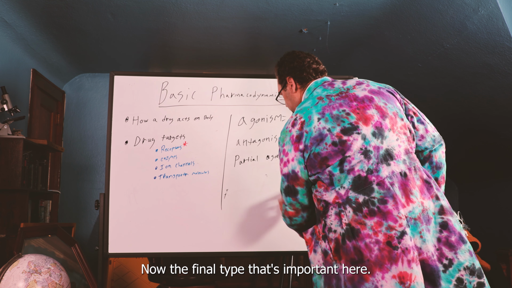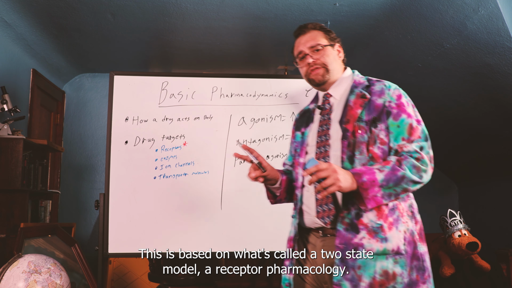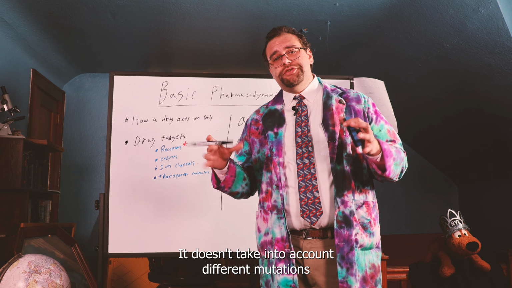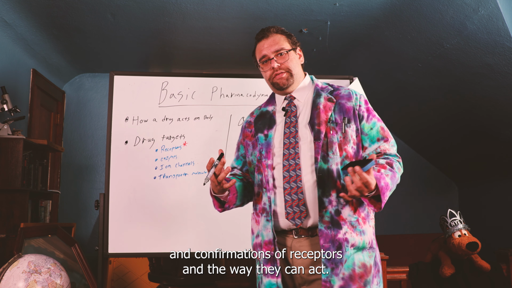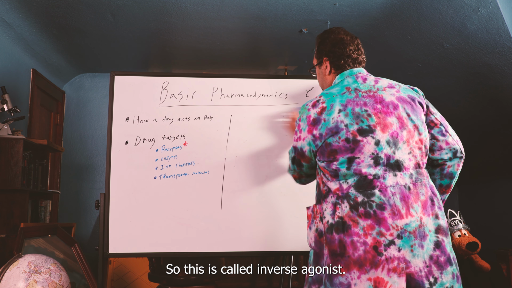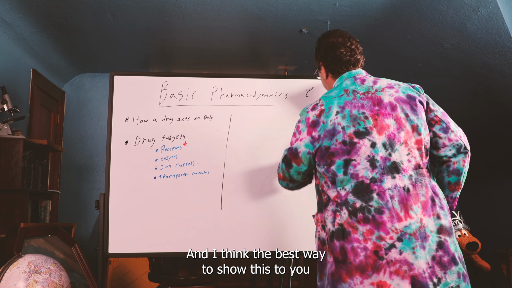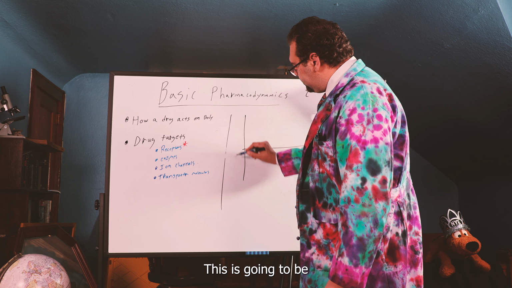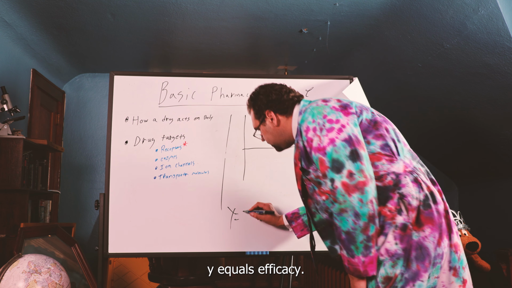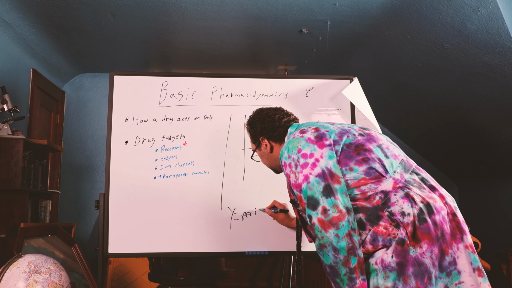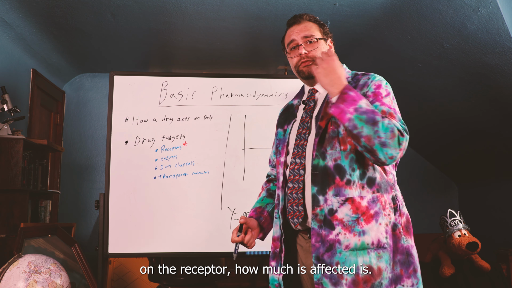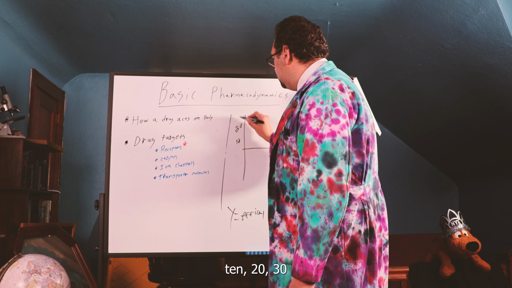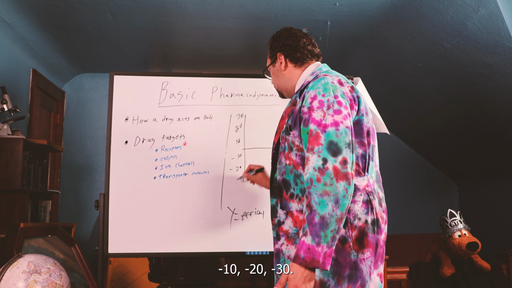Now, the final type that's important here is based on what's called a two-state model of receptor pharmacology. It's simplistic. It doesn't take into account different mutations and conformations of receptors and the way they can act. This is called inverse agonism. I think the best way to show this to you is to create a chart. On the y-axis, y equals efficacy. Remember, efficacy is the effect on the receptor, how much of an effect it is. These numbers are arbitrary, but I'm going to do 10, 20, 30, minus 10, minus 20, minus 30.